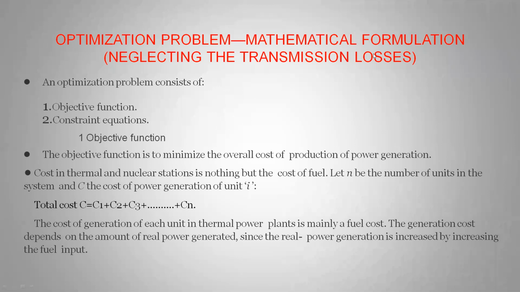For example, you are generating a power of 800 megawatts. Okay, so that 800 megawatts is going through the transmission lines. Definitely 3 or 4 megawatts of transmission losses are there.